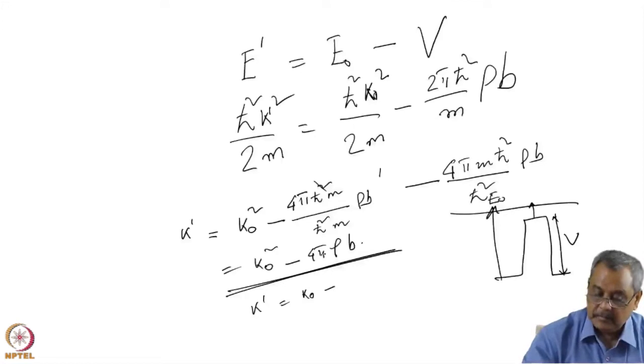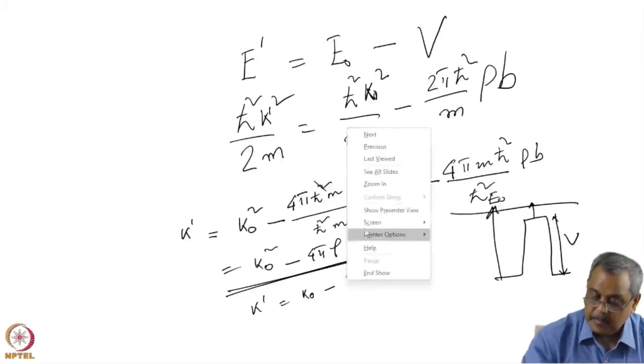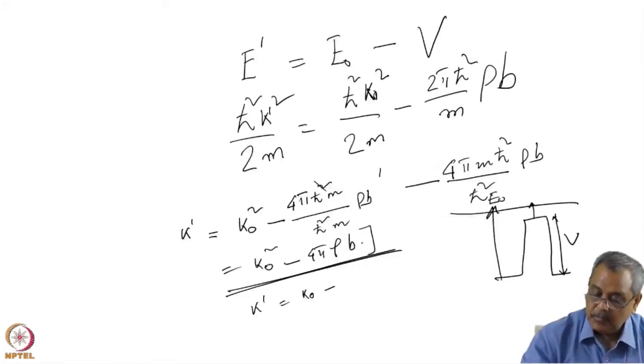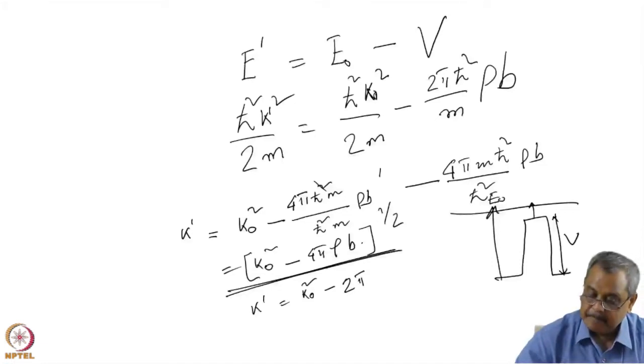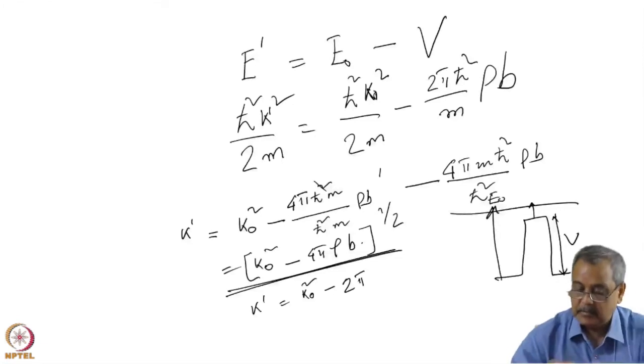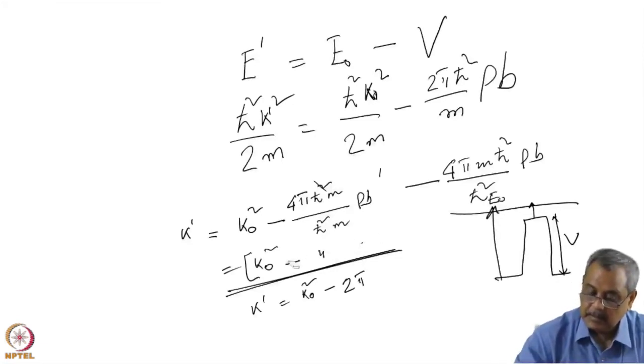if I consider this equal to small, then it goes to the power half, so k0 square minus 2 pi, sorry, this is not right, one second.